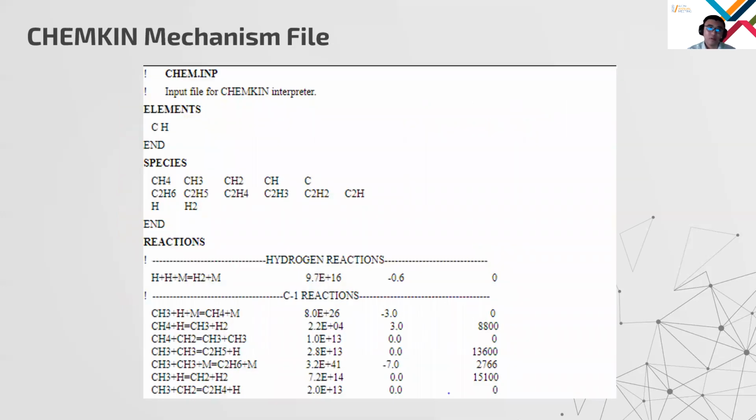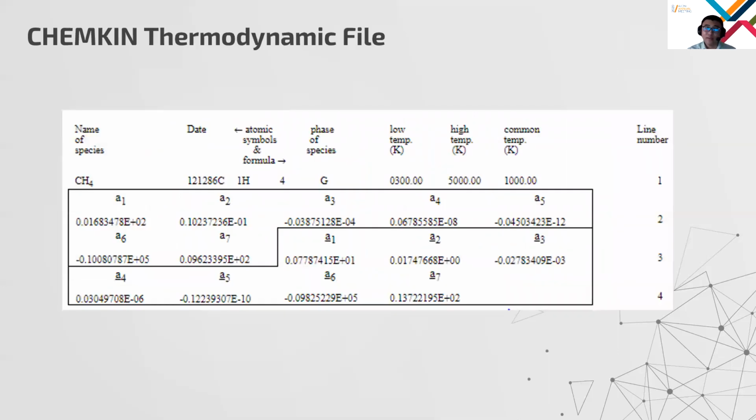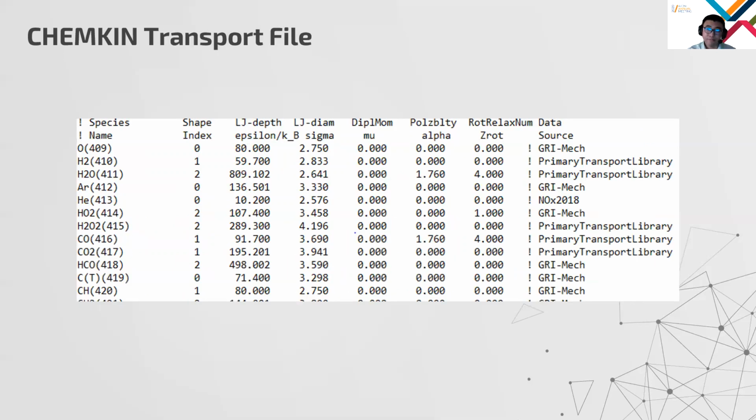So here's an example of a CHEMKIN mechanism file. We can see from the file that all the involved elements, species, and reactions in the model are included in the mechanism file. And we also need the thermodynamic file to calculate the thermal properties of each species in the model, and the transport file to calculate the transport properties of each species in the model.